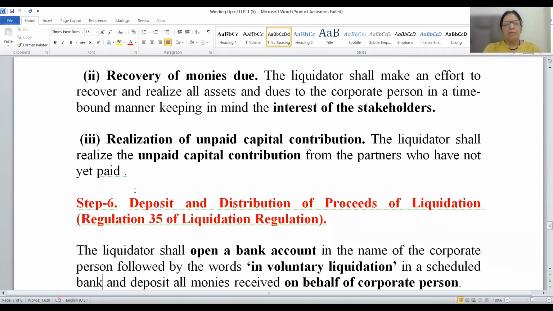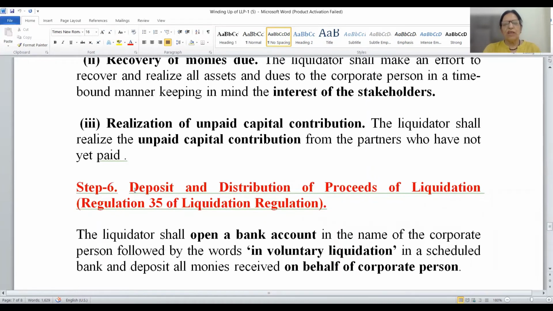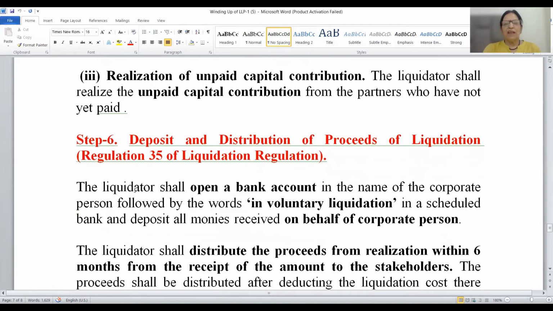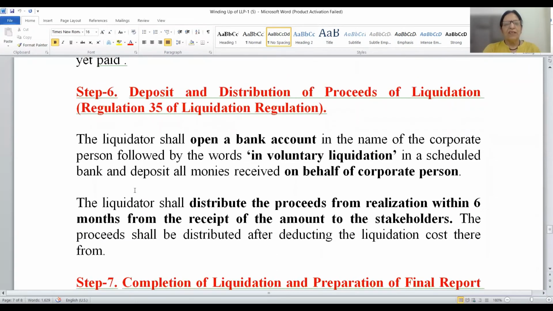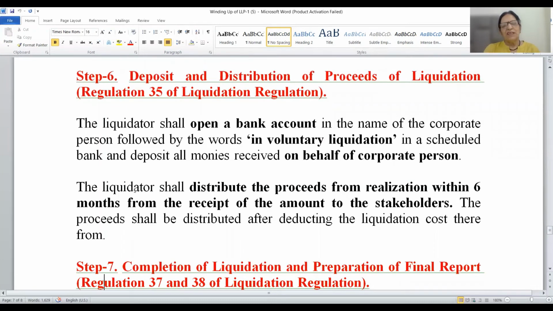So the next step is deposit and distribution of proceeds of liquidation. Now, the liquidator has to open an account in the name of the LLP, followed by the words in voluntary liquidation. Because it is a case of voluntary liquidation, we are presuming that all conditions have been satisfied. And then he has to deposit all this money received on behalf of the corporate person in that bank account. The liquidator shall distribute the proceeds from the realization within 6 months from the receipt of the amount to the shareholders. Whatever amount he has received, now proceeds are to be distributed within a period of 6 months.